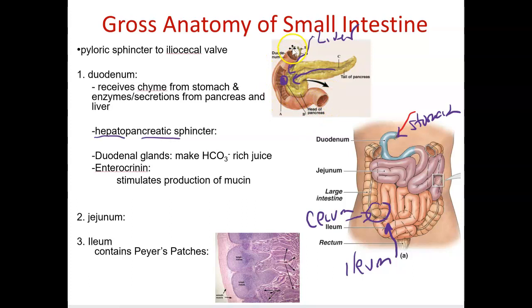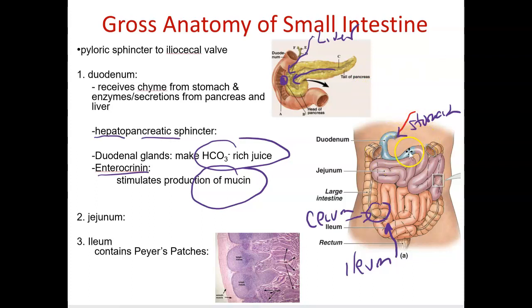Now, in the duodenum, there's some glands that make a bicarb-rich juice. This is very important because remember that the chyme is very, very acidic. And there's another hormone release. It's called enterocrinin, and that stimulates the production of mucus in the duodenum. And so when we're looking at this, just know that you have the glands that have the bicarb, we have the mucus production, and those are protective mechanisms. That thick layer of mucus helps protect against what would be called a duodenal ulcer from that acidic chyme.